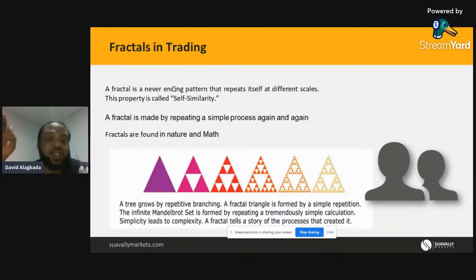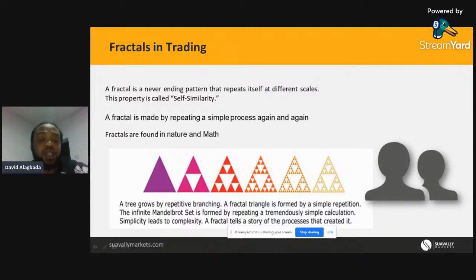Okay, self-similarity, that's the principle. So you get a simple process, then you repeat that process over and over and over again at different kinds of scales. Okay, that's what you know as fractals.